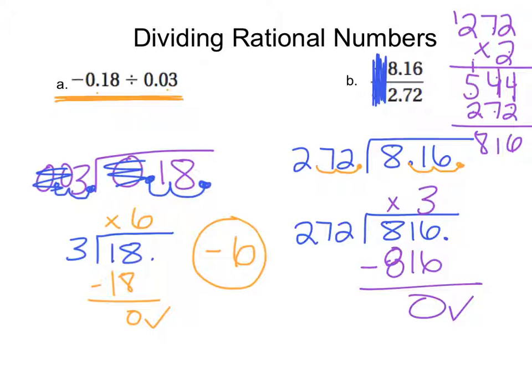So now that we've done the long division and we found our answer, we just have to recall, was it a positive or negative? We know it was a negative divided by negative, so we know our answer is going to be a positive, and it's 3, so we have a positive 3 for our final solution.